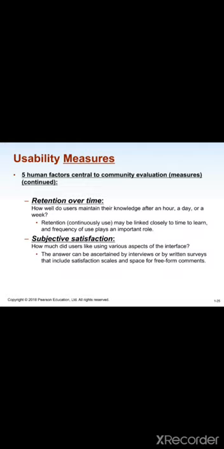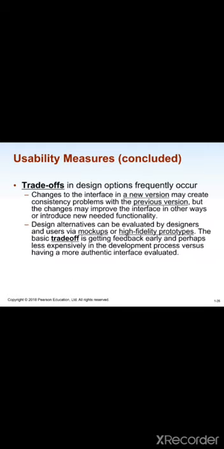For example, when carrying out a change to the interface in a new version, it may create consistency problems with the previous versions. So we need to think: do these changes improve the interface, or are they at the same level? Should we keep the previous version of that interface, or does it introduce needed new functionality? So we compromise the consistency here for the sake of the new functionality. We need to take a trade-off design decision while we are designing alternatives.